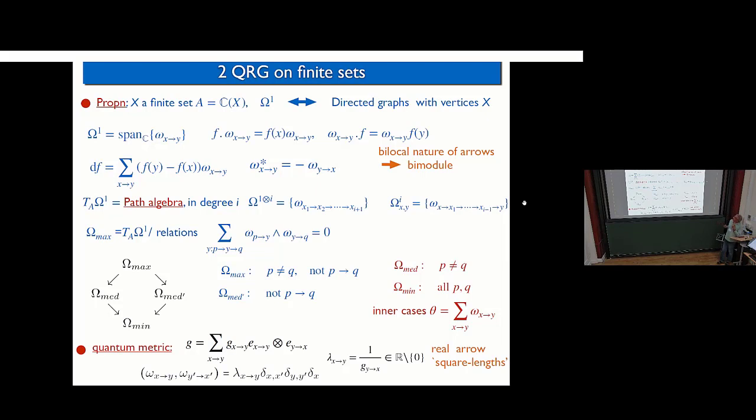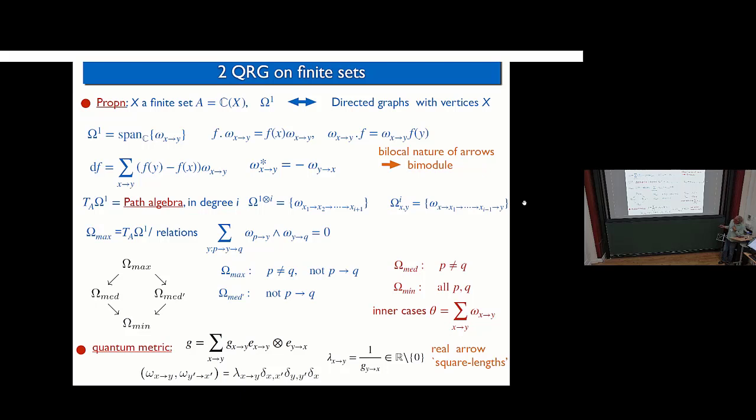So although the algebra of functions is commutative, omega 1 as a bimodule is not commutative. It never can be. It's an intrinsically bilocal concept. That's why you need non-commutative geometry. df is the differential, and it's just the finite difference across all the arrows, summed over all the arrows. So this just encodes all possible finite differences. And the star structure is like this.